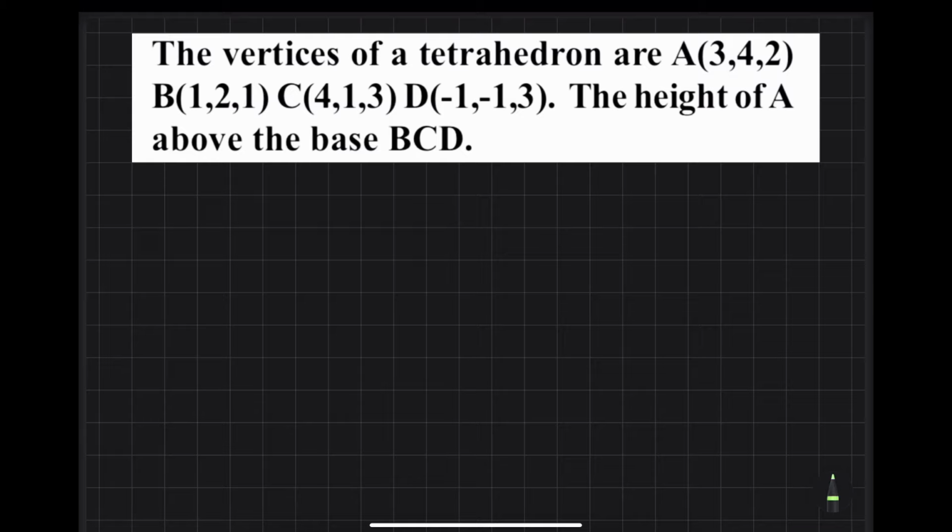So, we got a wholesome new problem which says the vertices of the tetrahedron are A, B, C, and D. Okay, we have A, B, C, D. The height of A above the base BCD. So, first try to draw the diagram of the tetrahedron.